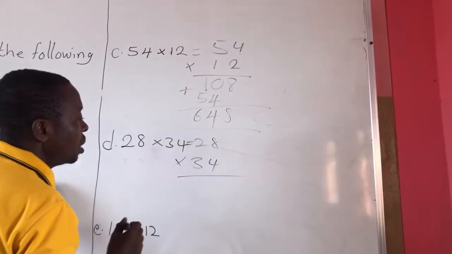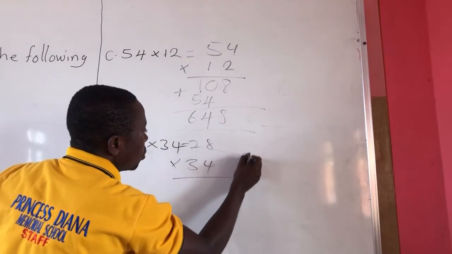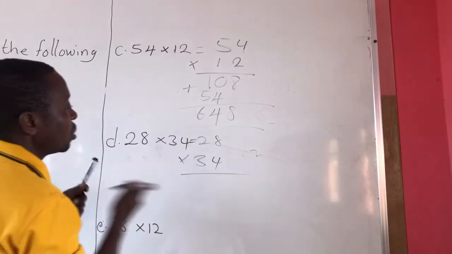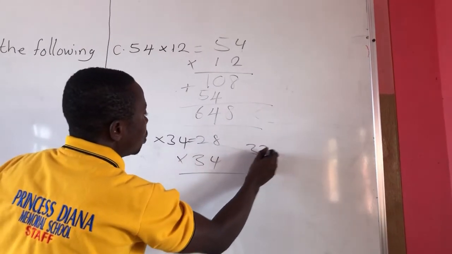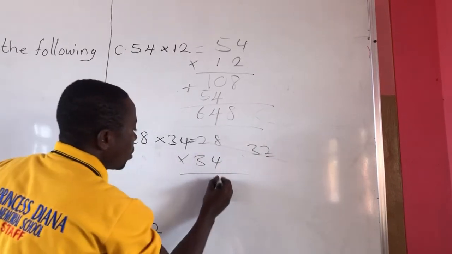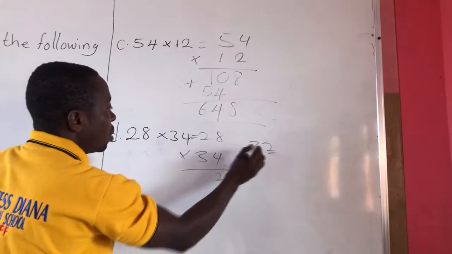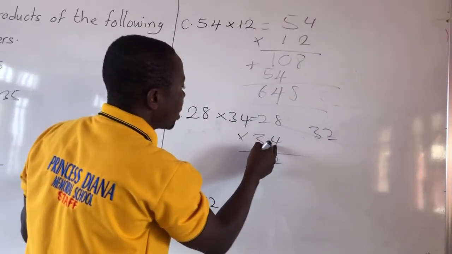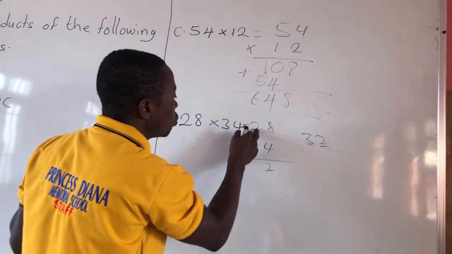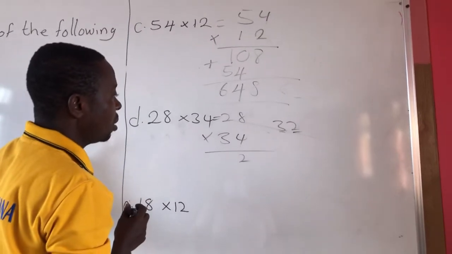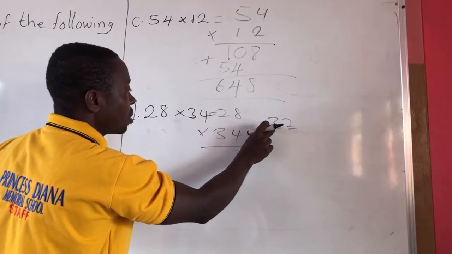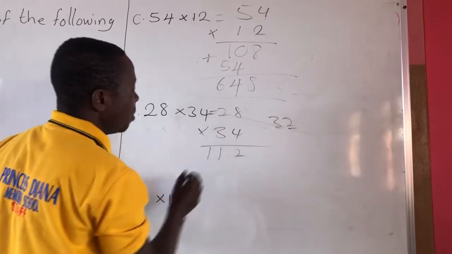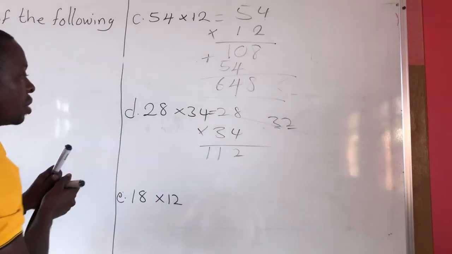So we write the 2 and carry 3. Make sure you keep the 3 in your mind. Then we come here. 4 times 2 is 8, plus the 3, which will give us 11.